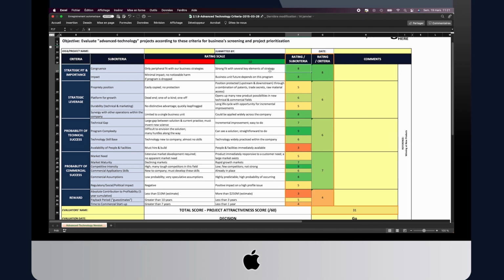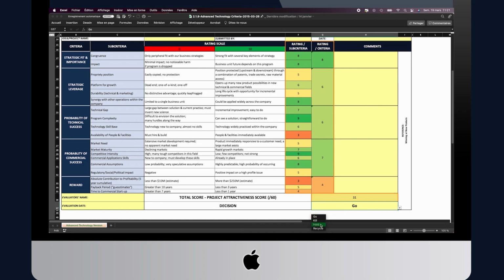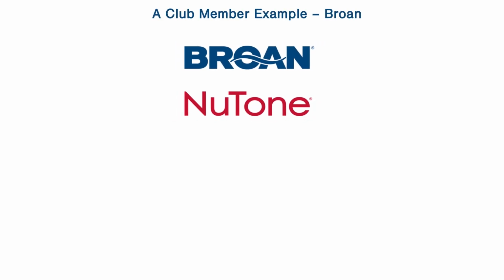Once all criteria have been scored, you and your team can decide whether you choose to pursue the project based on the results out of 60. The possible decisions are to go, to revise it with recycle, to park it with hold, or to kill it. Here's a club member example from Broan.